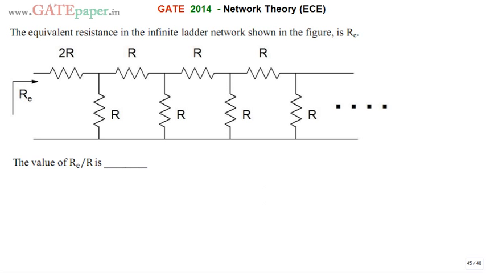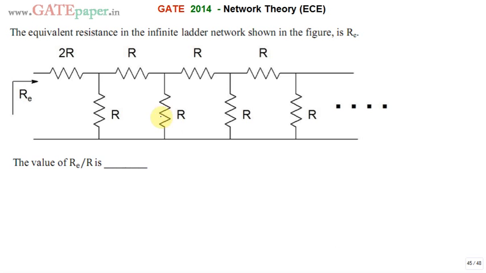Hello, we are discussing the GATE 2014 ECE paper. The equivalent resistance in the infinite ladder network shown in the figure is RE. Find the value of RE by R. What is the value of RE by R? That we are going to calculate.